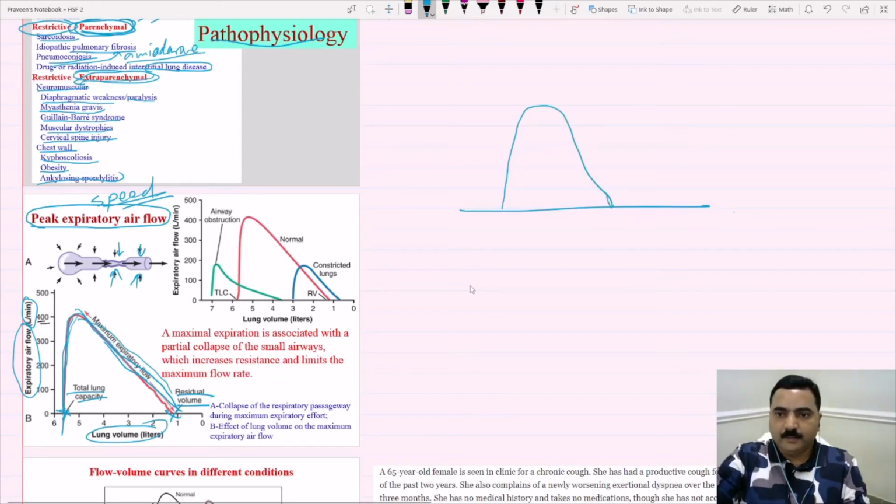And for the inspiration, it goes like this. This part of the loop is the inspiration and this is the expiration. The inspiration part is not so important from the exam point of view. It is very useful at the pulmonologist level, but for the Step 1 level you study the expiratory loop, the expiratory airflow. The expiratory part is very useful for diagnostic purposes.